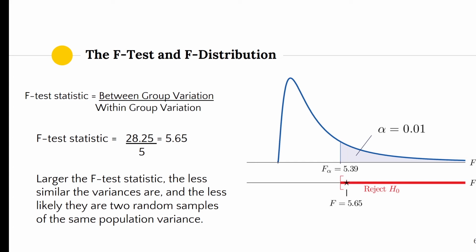Now we have to compare our F-test statistic to our critical F-test value, which is largely dependent on our significance level. So here our significance level is 1% or an alpha equal to 0.01. So we have our critical F-test value. We compare it to our F-test statistic, and our F-test statistic is greater than our critical F-test value, and so we reject the null hypothesis. We say that the fact that our between group variation is 5.65 times larger than within group variation, because that's what that F-test statistic is saying, would not happen by chance. And so we're going to reject our null hypothesis.